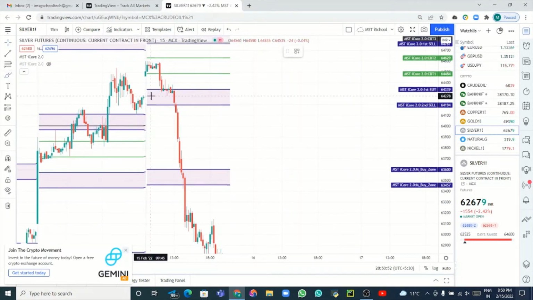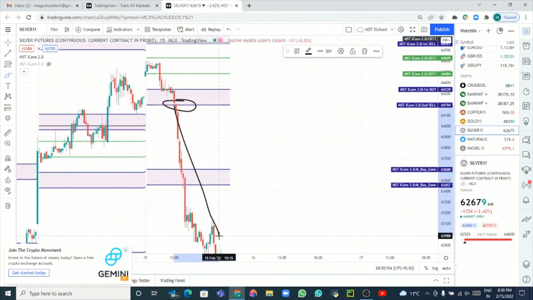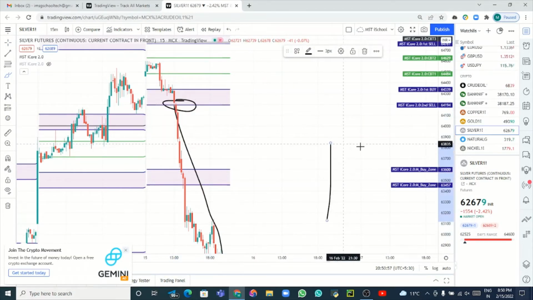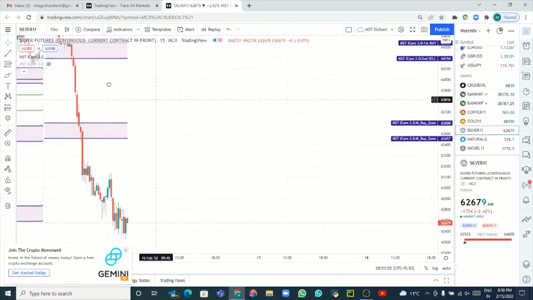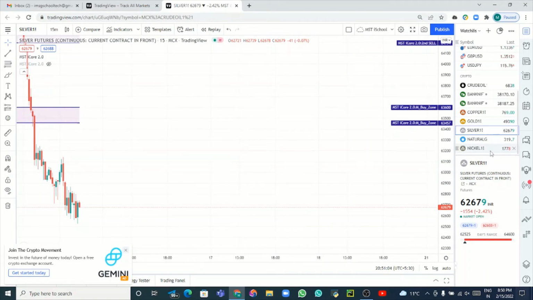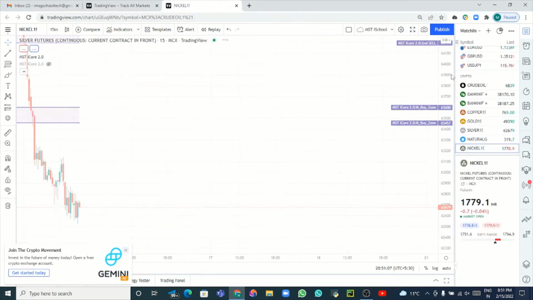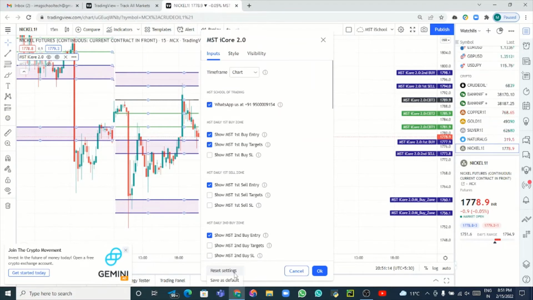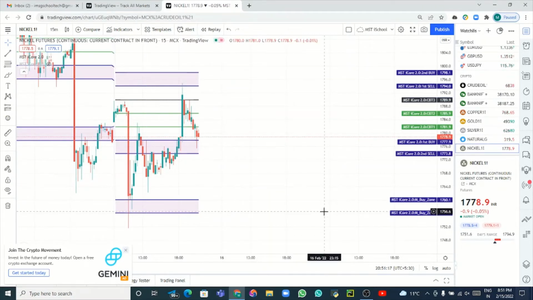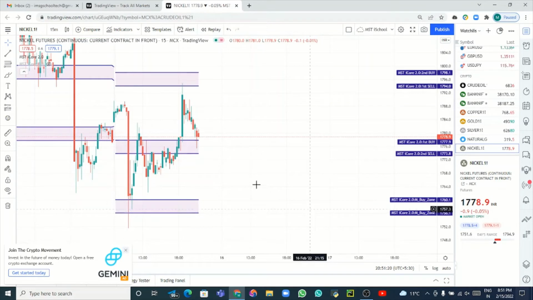So next what happened? Immediately our second sell activated here. Then all the targets have been achieved. See the fall. So this is how we have to trade. It is very simple. So I was showing you silver, copper, everything. So this one I will reset. So here also first buy SL hit and second sell, all the targets have been hit. So nickel also we are in a profit.